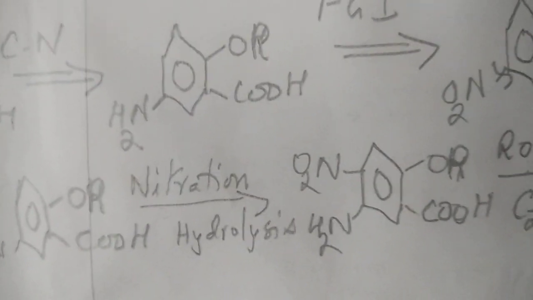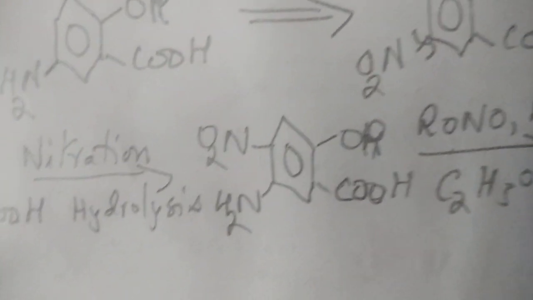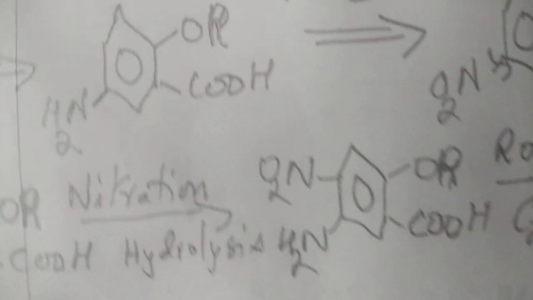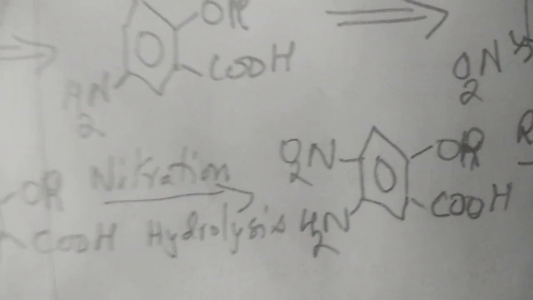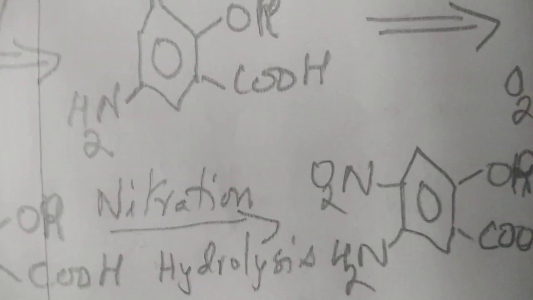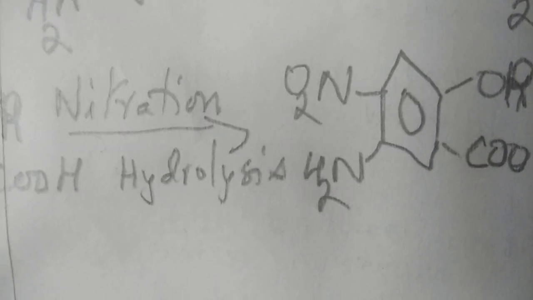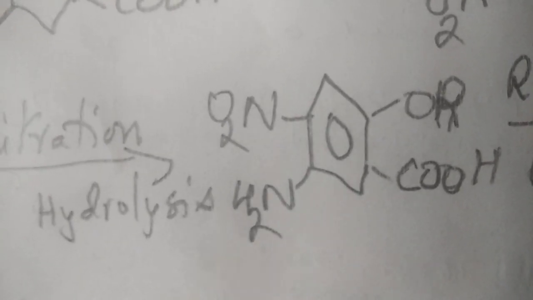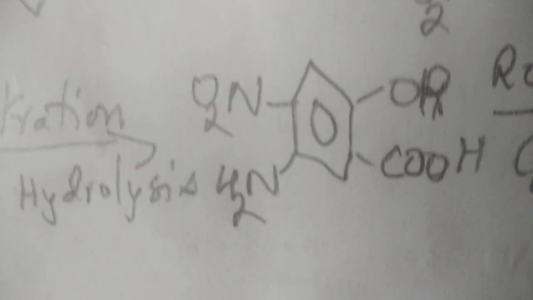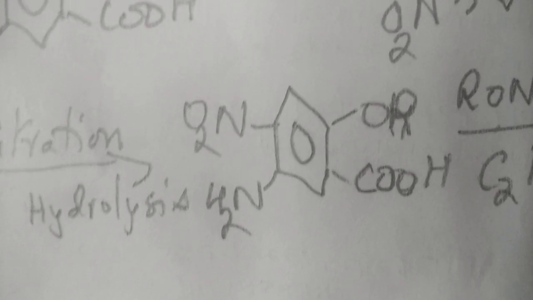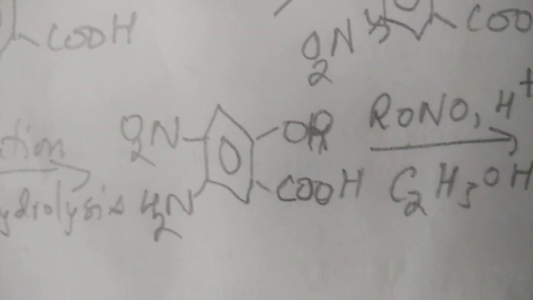When we are comparing their directive influence, it is the boss, okay? The boss of the reaction. The boss of the directing groups. So the incoming group listens to the boss, okay? So the NO2 group is now placed ortho to this NH2. So I think we are getting the correct orientation. Why? See, now what will we do?